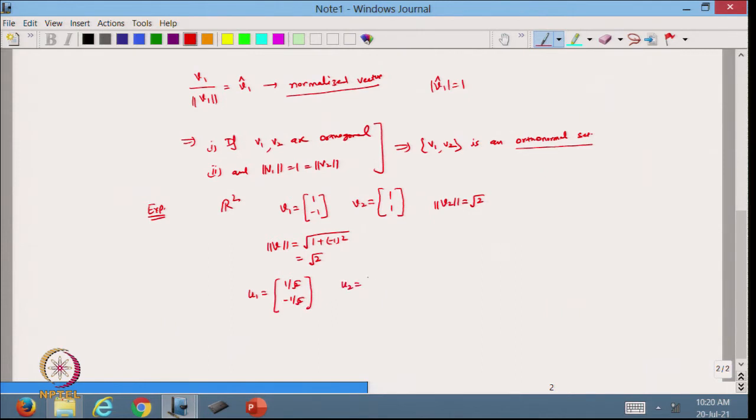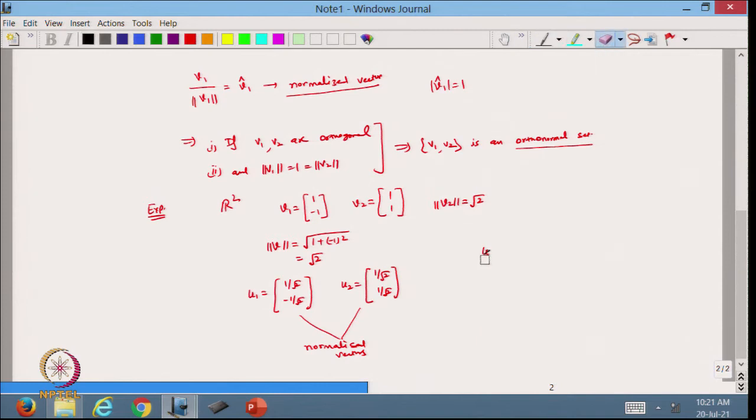And similarly, I can construct my u2. So that is 1 by root 2 and 1 by root 2. So these two vectors are normalized now. These are normalized vectors. Also, now I just check what will happen to orthogonality, so there is no difference between orthogonality.